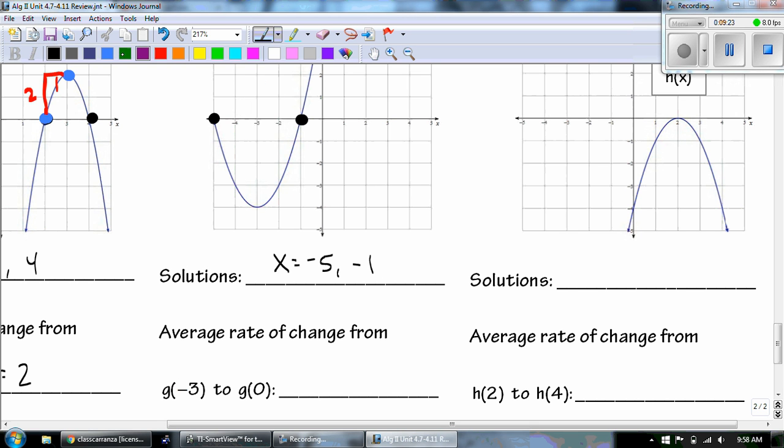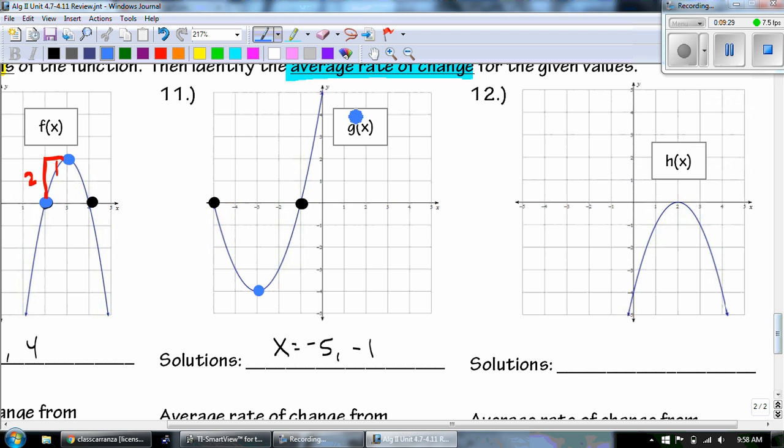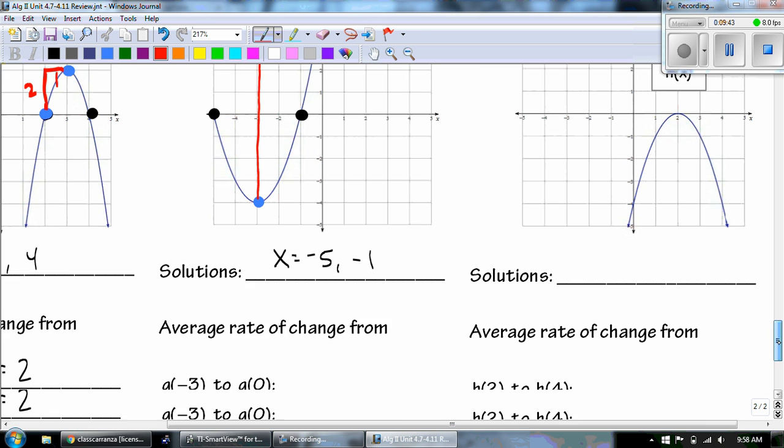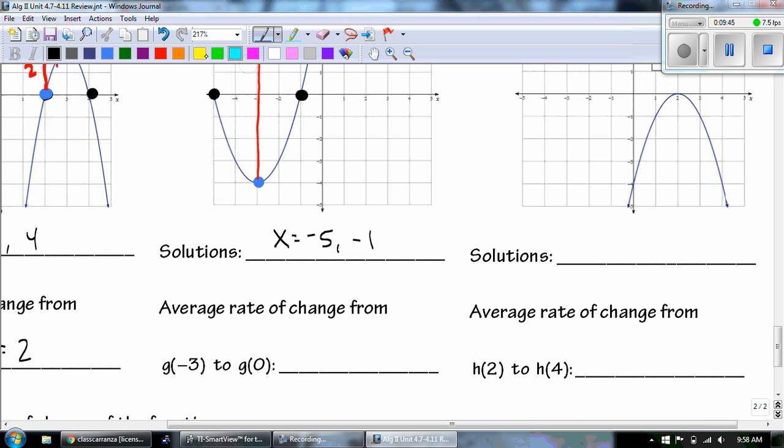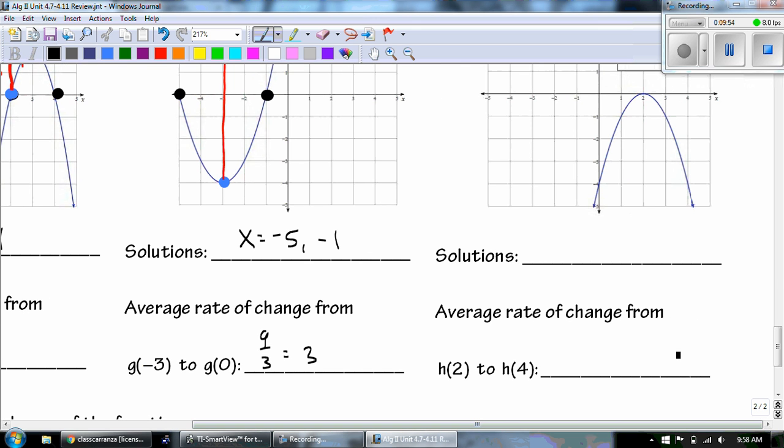And then they want us to check the points from -3 to 0. Where's 0 at? All the way up here. Okay? So I'm going up 1, 2, 3, 4, 5, 6, 7, 8, 9. 1, 2, 3. So 9 over 3, that's the same thing as 3. All right, next one.